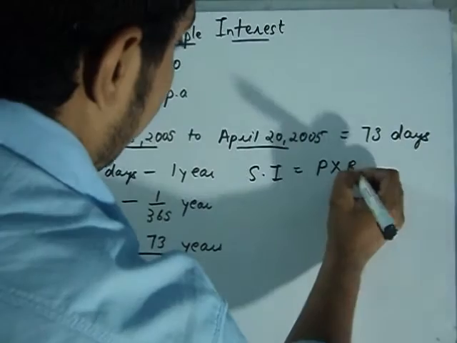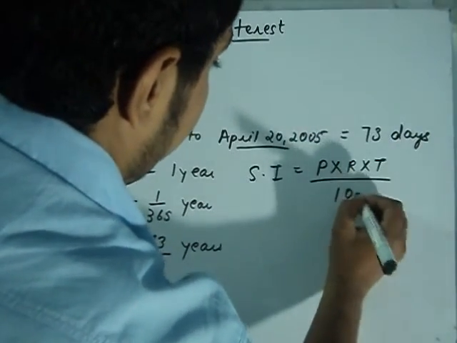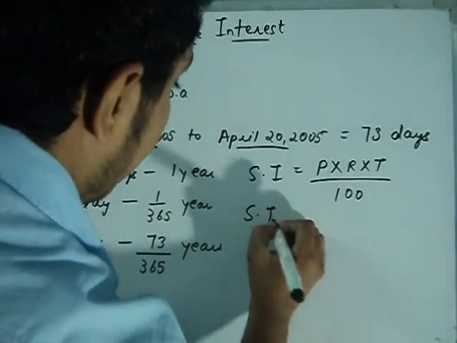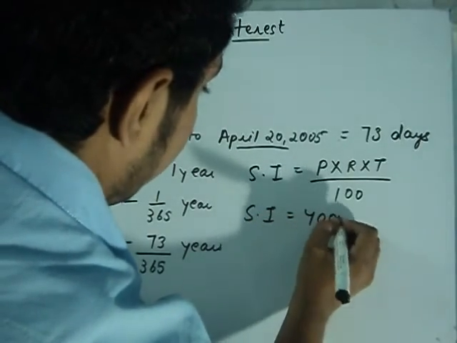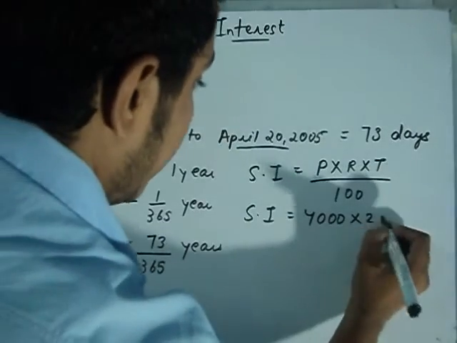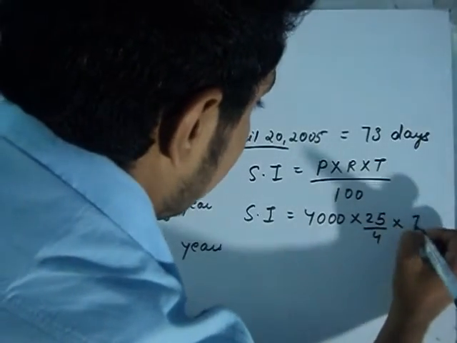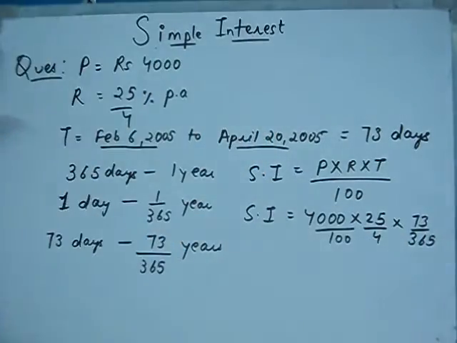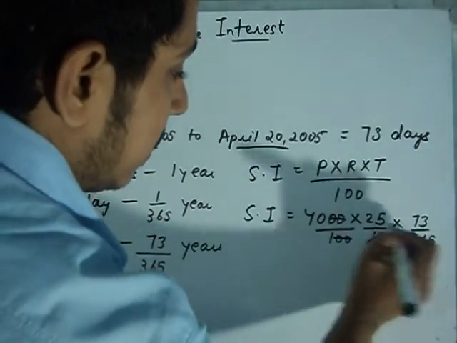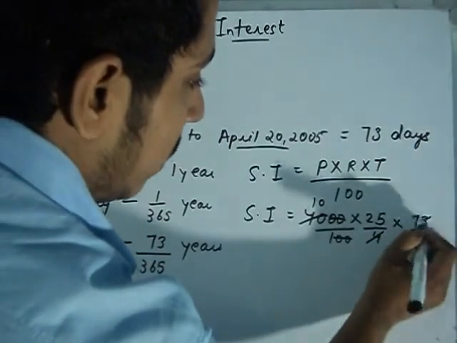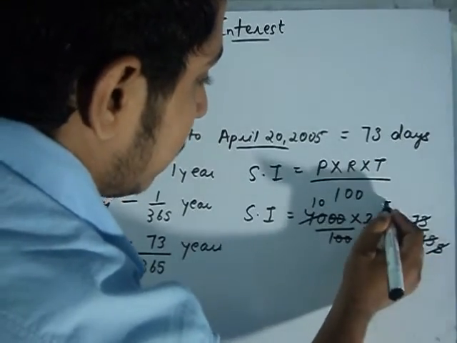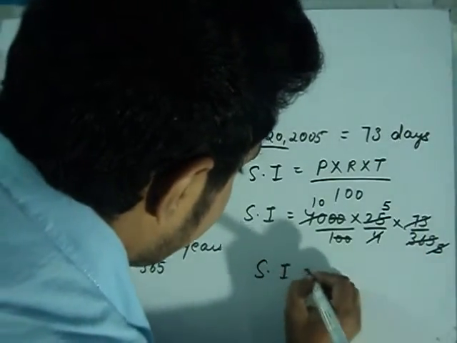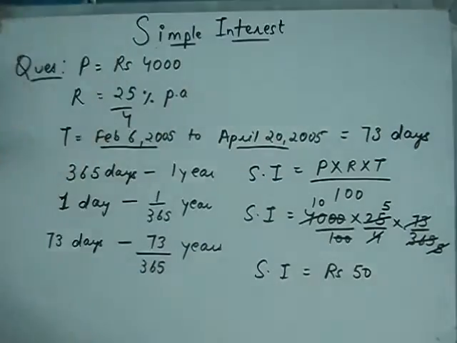After this we are going to apply SI equals P into R into T upon 100. P is 4,000, R is 25 divided by 4, and time is 73 upon 365. After solving we get 10, 5, and 5. So our simple interest is rupees 50. It is also one type of numerical based on simple interest.